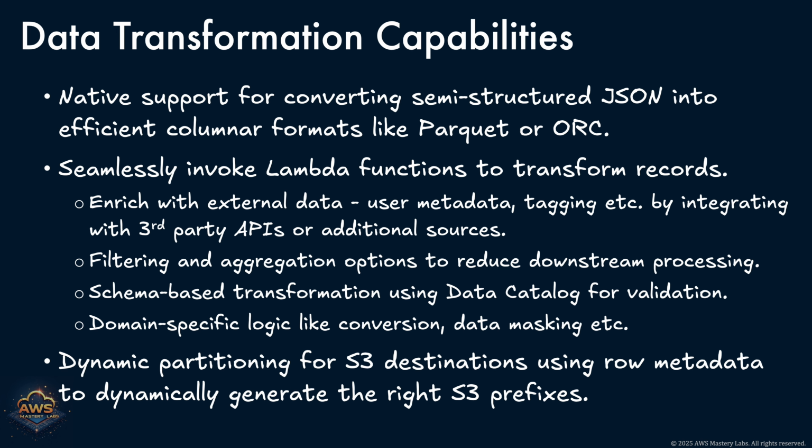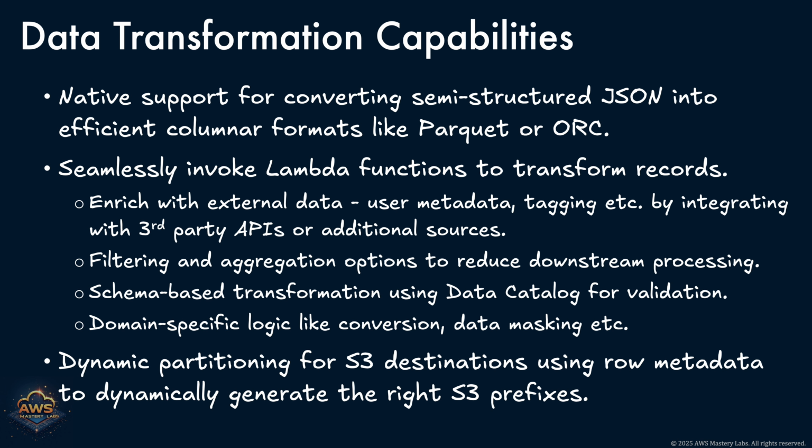At the core of this functionality is record transformation using AWS Lambda. With just a few lines of code, you can invoke a Lambda function to process each record in real time. This means you can reformat fields, apply business rules, mask sensitive information, or even enrich the record with data from external sources, all as the data flows through Firehose.